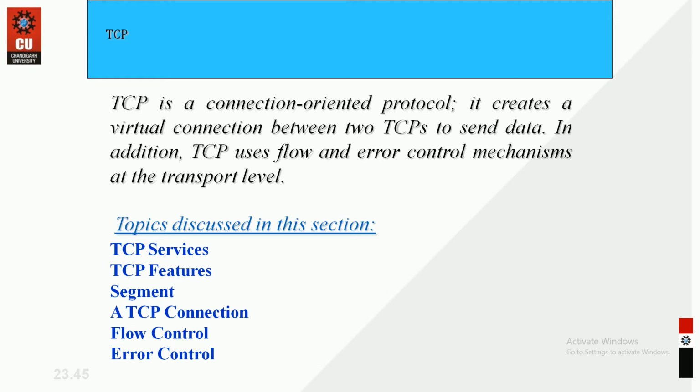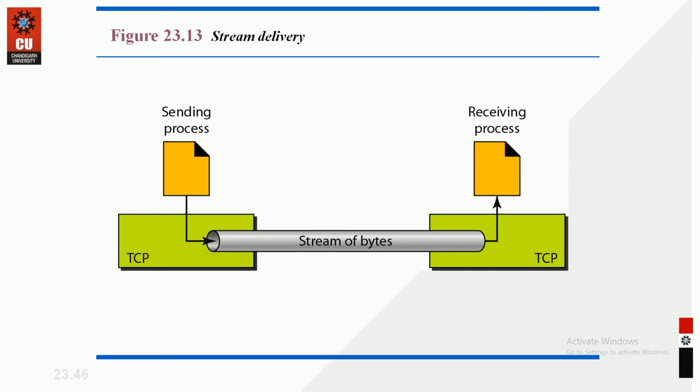It is a connection oriented, virtual connection, and it also performs flow and error control at the transport level. At the transport level means it has nothing to do with the data link layer. It will perform the error control and flow control after the data link layer, right? So we are going to discuss in detail.